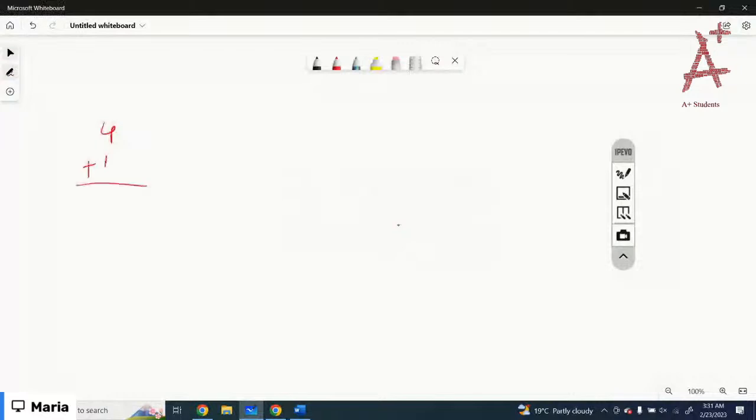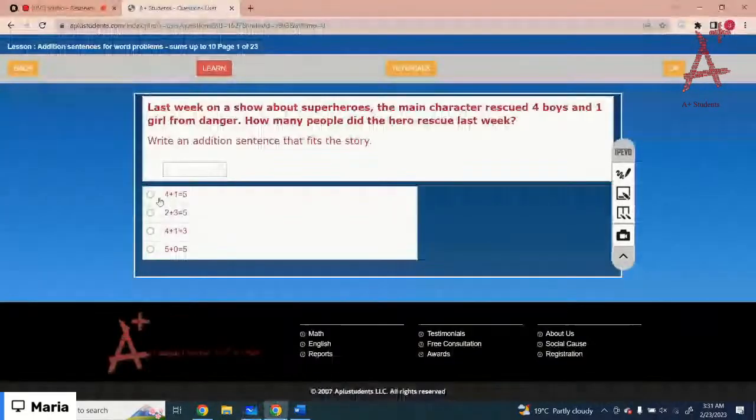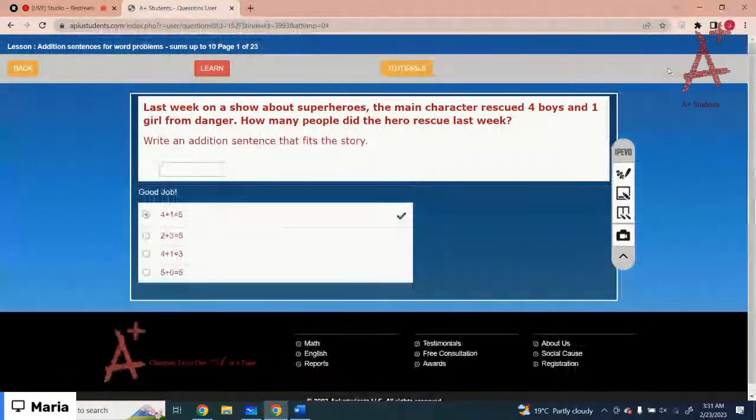So 4 plus 1. Start with 4 and add 1. So 4 plus 1 makes 5. That means the total people rescued by the main character is 5. Got it? So the correct option is 5. Just select the 4 plus 1 equals 5. That is the sentence that fits. Got it?